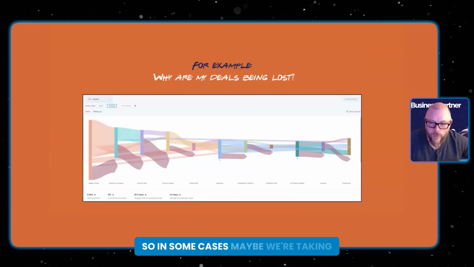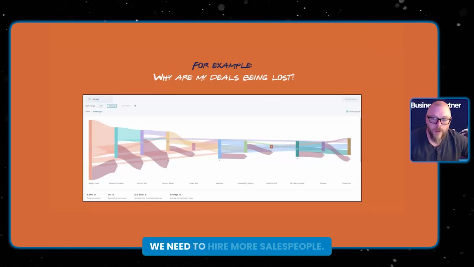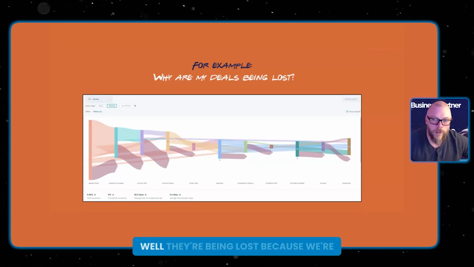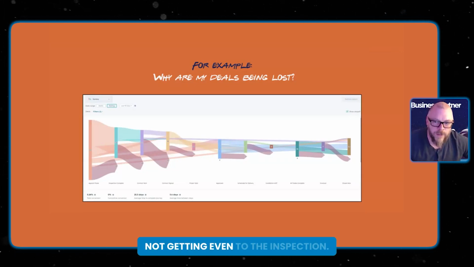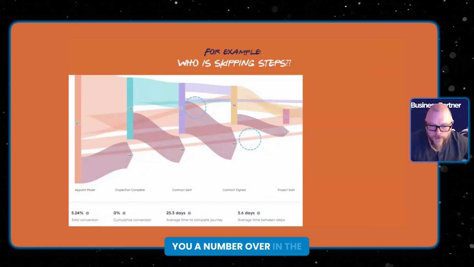So in some cases, maybe we're taking too long to do our inspections. We're booked out too far. We need to hire more salespeople. So this is an example of why are my deals being lost? Well, they're being lost because we're not getting even to the inspection, some percentage of the time. It'll give you a number over in the far corner there.